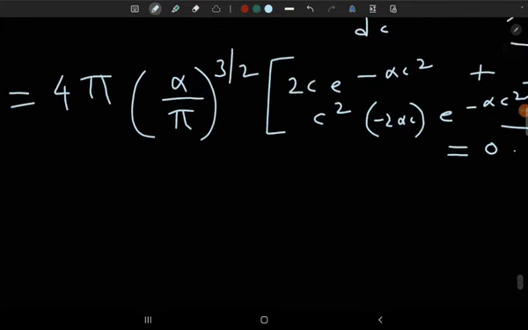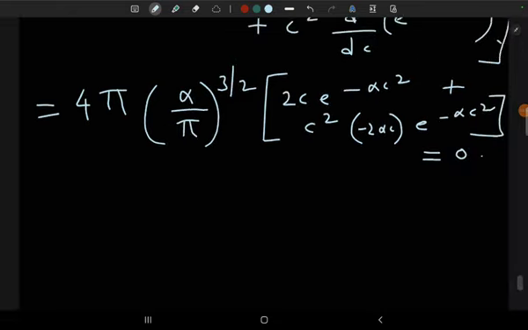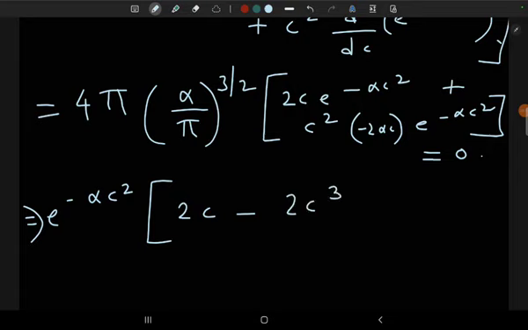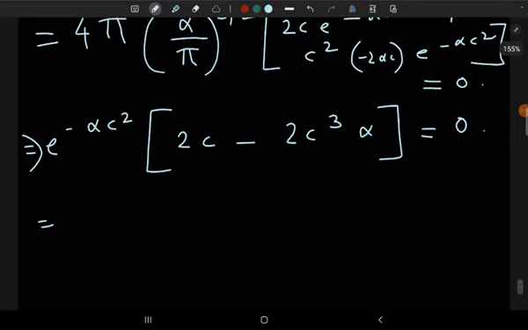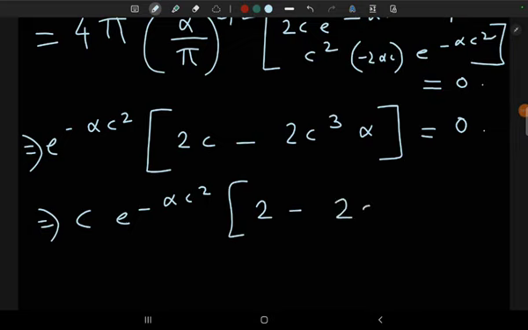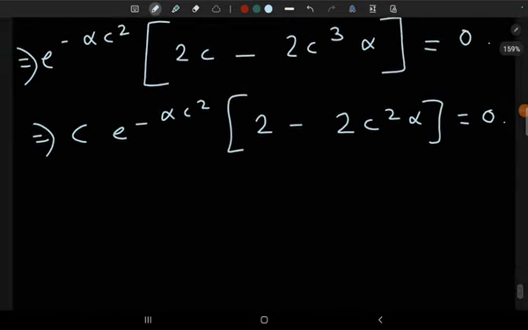Since these were constants, we can only focus on the terms in the square bracket, and we would have e^(-αc²) times (2c − 2c³α) equal to 0, and we had c e^(-αc²)(2 − 2c²α) equal to 0, and this is our equation for maxima or minima.